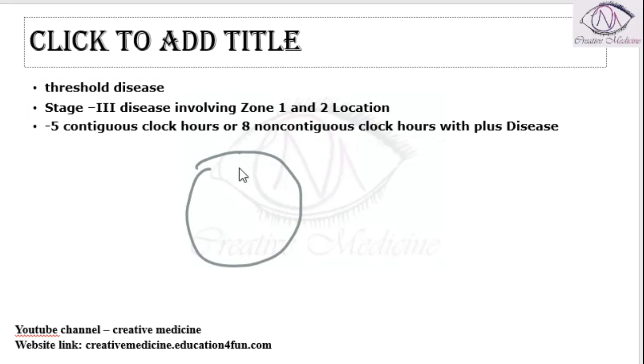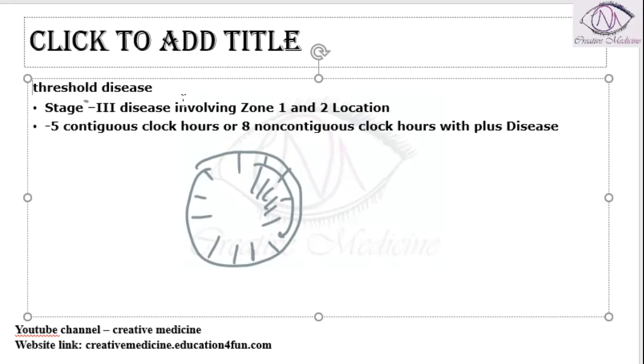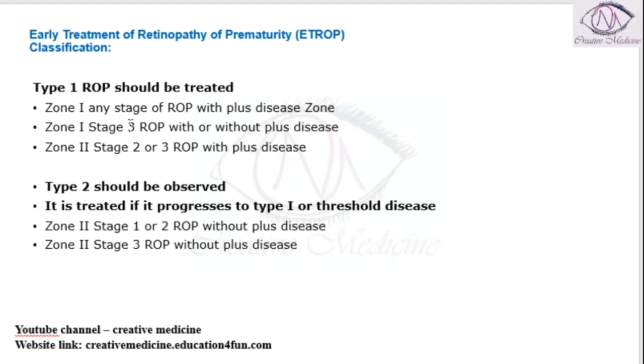That means if this is the clock, any 5 continuous clock hours. If there is disease in any 5 contiguous clock hours or any 8 non-contiguous clock hours, along with plus disease, and it belongs to stage 3 disease involving zone 1 and zone 2, then it is called threshold disease.